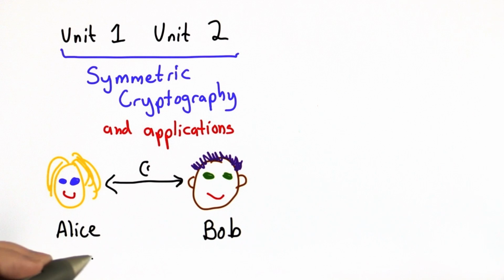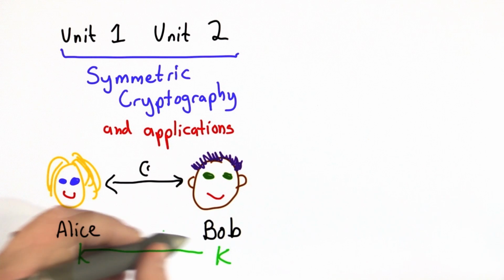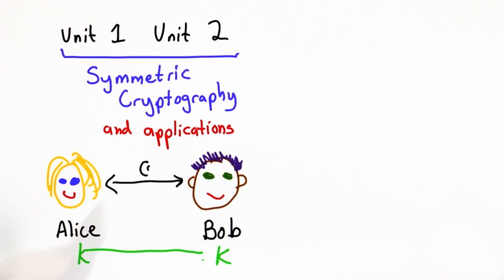In symmetric cryptography, we assume that they both start knowing the same key, and they can use that same key for both encryption and decryption. We'll see more what that means soon in this unit.